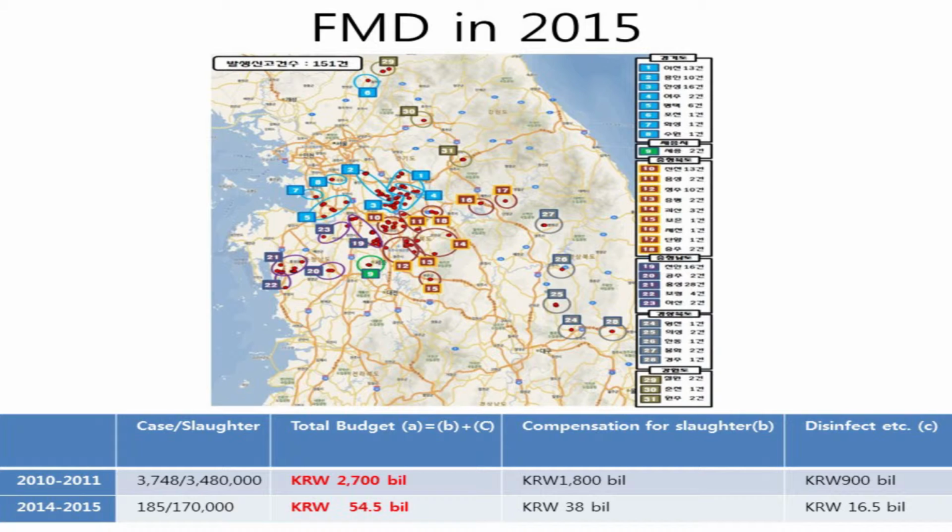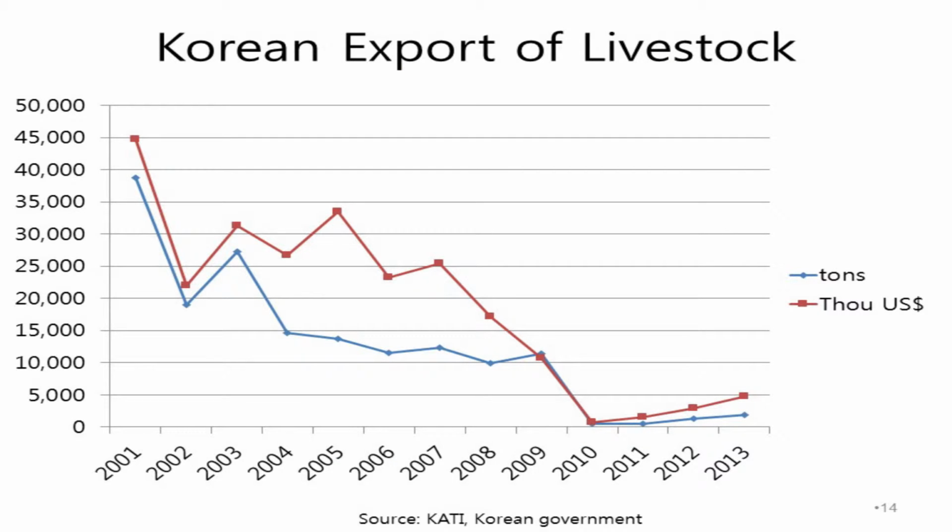So this is the case. As a result, Korea used to export a lot of meat, especially to Japan. And then our export tonnage and amount was around this level, and now it's almost zero since 2010, and it did not recover. So this is a significant loss to the Korean economy, and this has a significant implication for the global supply chain of meat and related products.